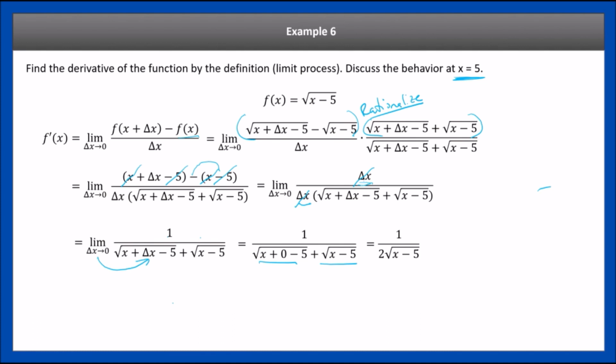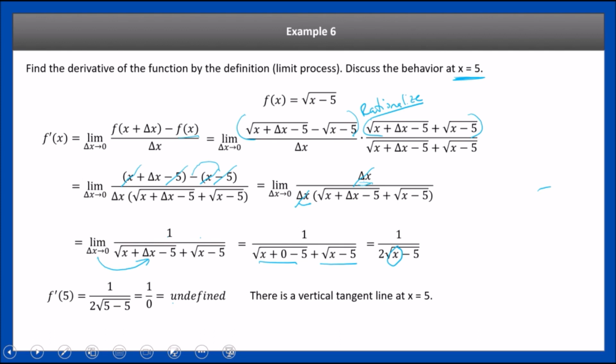And then we're going to see there's going to be some peculiar behavior at x equals 5, right? So if I plug in 5 into here, I get 0 on the bottom, and so I get undefined. So what does this indicate? Well, we remember that if the slope is 0, we have a horizontal line. If the slope is undefined, we have a vertical line. So we actually have a vertical tangent line here. So it's a vertical tangent at x equals 5.